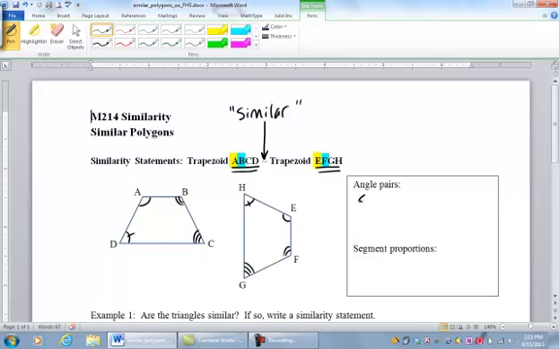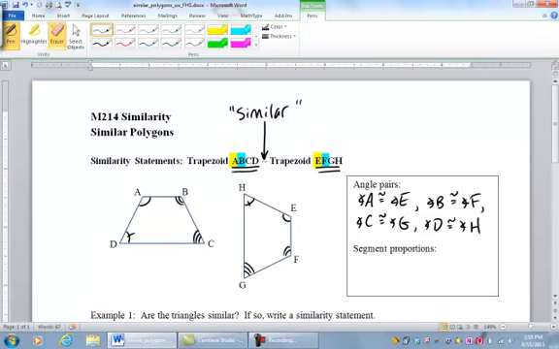So we have angle A congruent to angle E. We have B and F. And we have C and G. And we have the last letters, D is congruent to the last letter in the other trapezoid, which is H. And that's what I marked congruent in my picture.